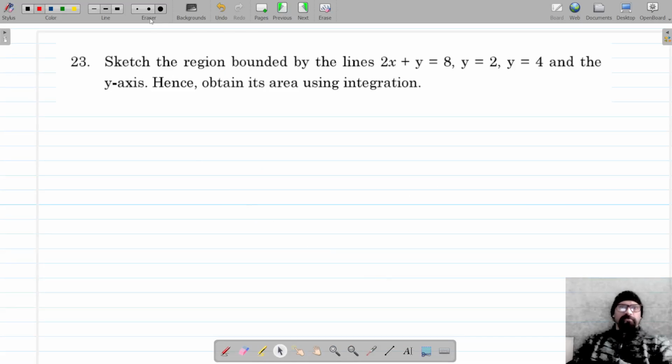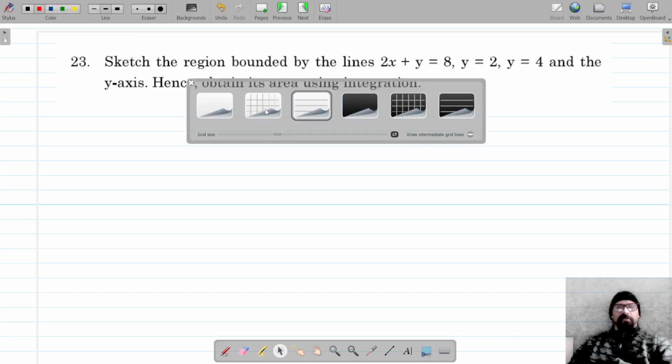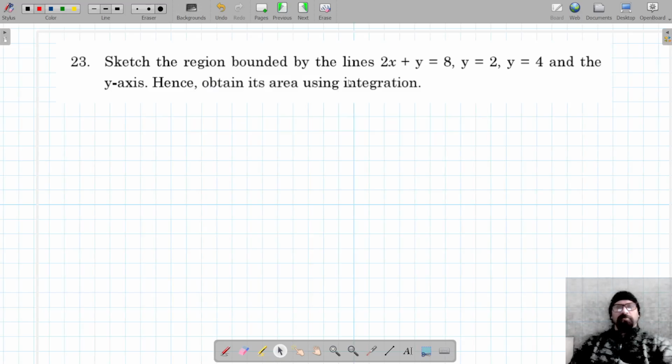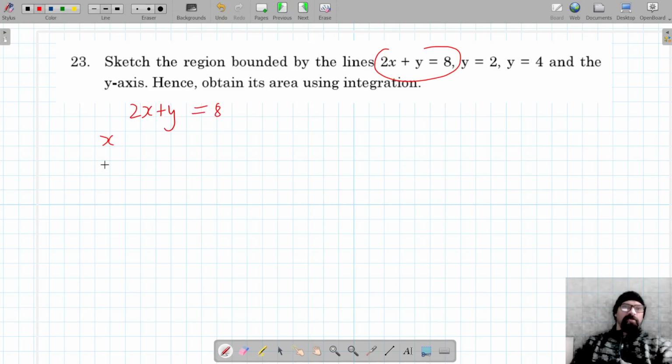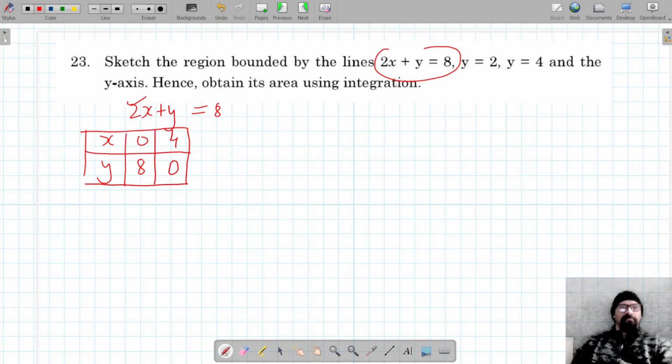Okay, for question number 23, we have to sketch the region bounded by the line 2x plus y is equal to 8, y is equal to 2, y is equal to 4, and the y-axis, and hence obtain its area using integration. So first, let's get the coordinates. So 2x plus y is equal to 8, and when we put x is equal to 0 here, it gives me y is equal to 8, and if I put y is equal to 0, it gives me x is equal to 4. So these are the coordinates for 2x plus y is equal to 8.